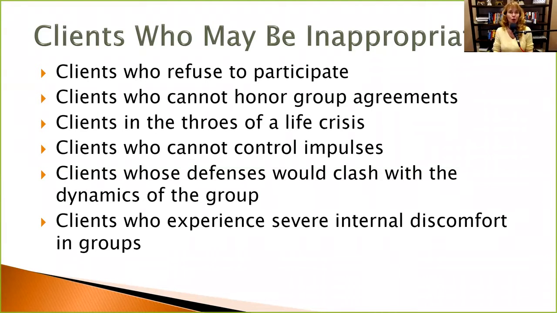Clients who can't control impulses. Now, I've worked with clients in recovery who've had adult ADD, ADHD, actually juvenile ADD and ADHD too. And sometimes they have difficulty with impulse control. They have difficulty waiting their turn to say something. They have difficulty knowing. I've also worked with clients who have fetal alcohol spectrum issues, who don't interpret nonverbals quite as well.